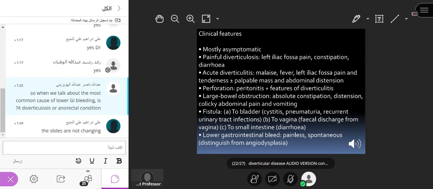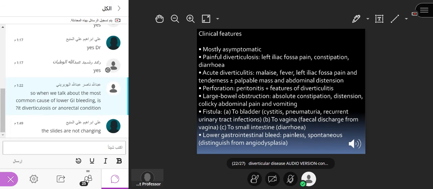But if it leads to peritonitis, locally confined, it will lead to abscess formation, or if it becomes generalized, you will have peritonitis. You have to open the abdomen and work accordingly. It may lead to large bowel obstruction, like absolute constipation, distension, colicky abdominal pain, and vomiting. Then you have to operate, laparotomy.